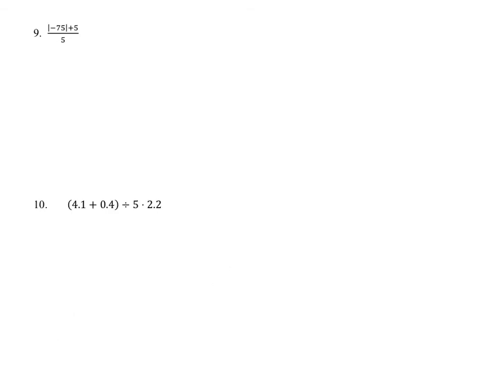Okay, just a couple more examples. Hang in there. So here is another one of those fraction bar problems. First we're going to do the absolute value of negative 75, which is 75, because absolute value is like a parentheses that groups things together. And then we're going to do what's on the top, do what's on the bottom, and divide. So we have 80 divided by 5, which is 16.